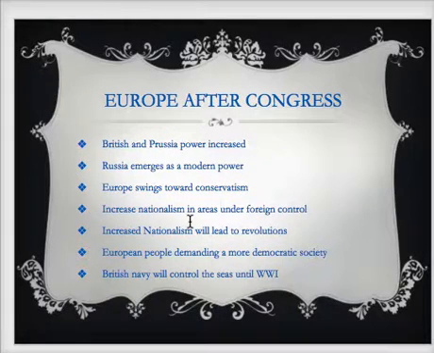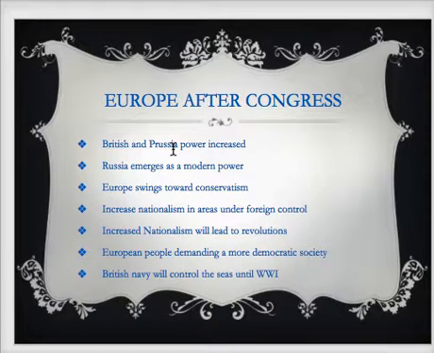After the Congress of Vienna, you're going to have Britain and Prussia, which is eventually going to lead into German power increase. And that's going to be very, very important because as Prussia gains power, that will destabilize the balance of power that was created, and that will lead us into World War I. Russia comes in as a European power. Europe will swing towards conservatism, and you will have increased nationalism, which we're going to talk about.